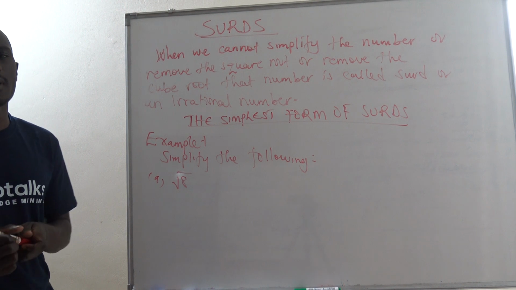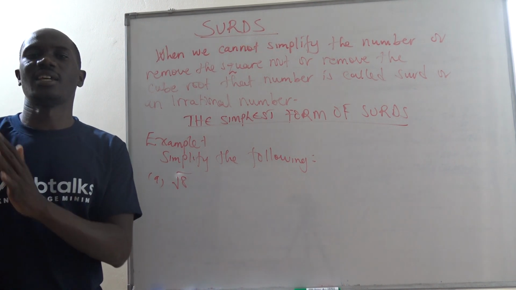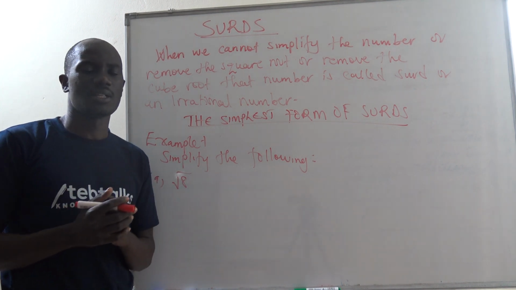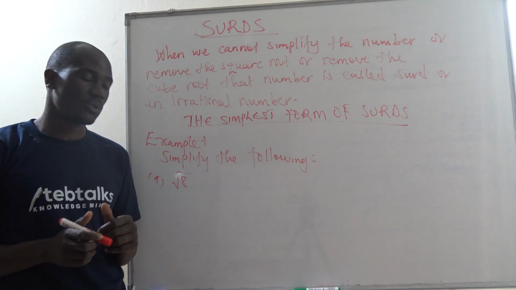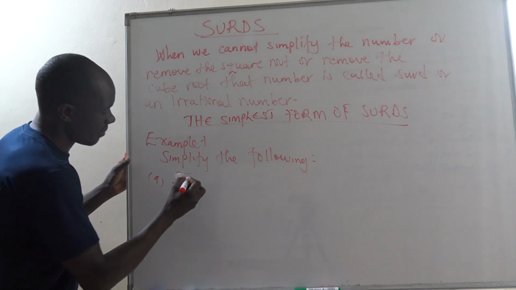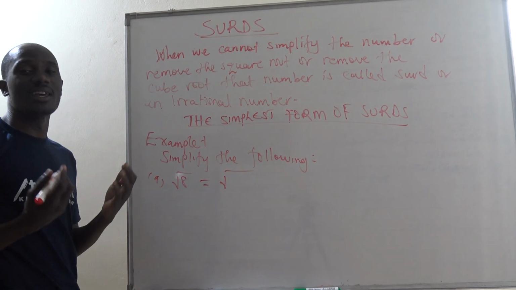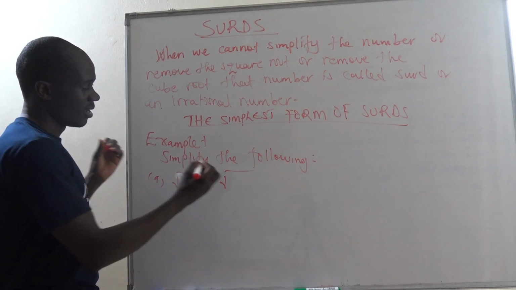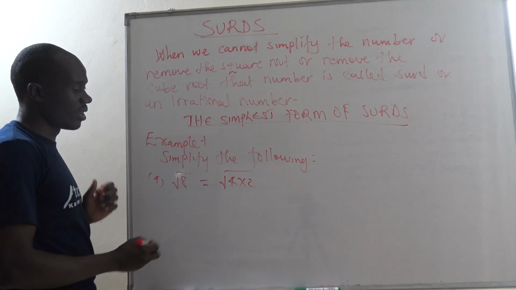You can see root 8 can be broken into other numbers. And when you are breaking, think of two numbers. One number must have an exact square root, and one number must not have a root. When you multiply them, you come out with 8. Like 4 times 2. Each number now has a square root.